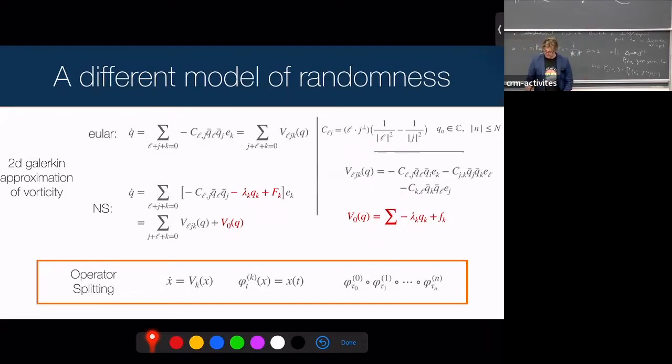So here are my little vector fields. My vector fields are these little triplets. And now what I'm going to do, of course, is instead of doing operator splitting where I run them each for the same amount of time, I'm going to run them each for a random amount of time. Okay, so this is some work I'm doing with.